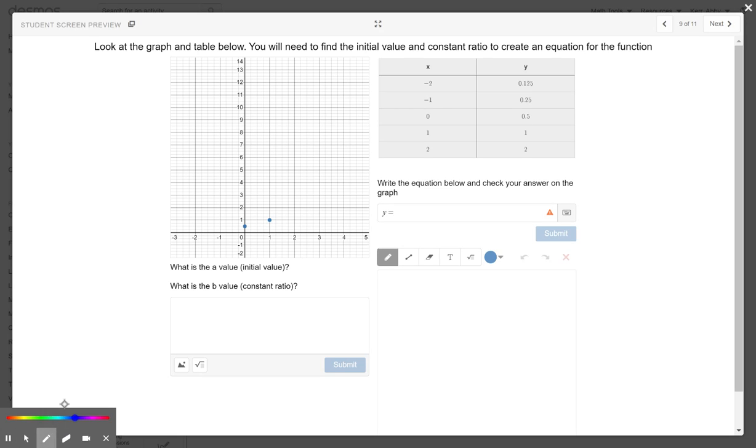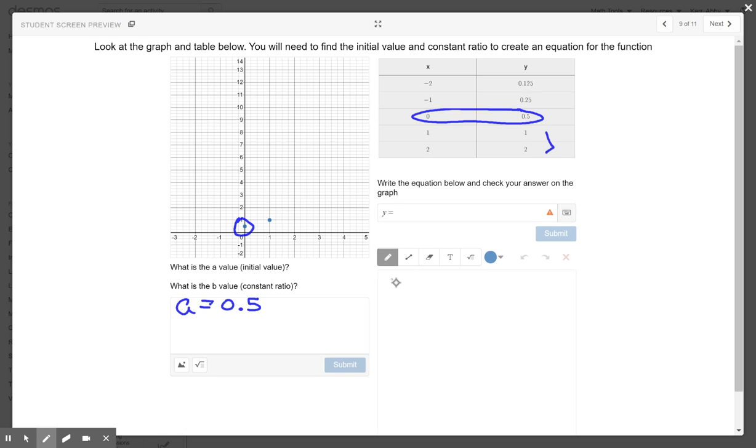Okay, for this graph, it looks like 0.5. We're going to confirm 0.5 because it's on the table. A equals 0.5, and that's okay. You're allowed to have a value that is a decimal. And then I want to choose 2 and 1. So 2 divided by 1 is 2.